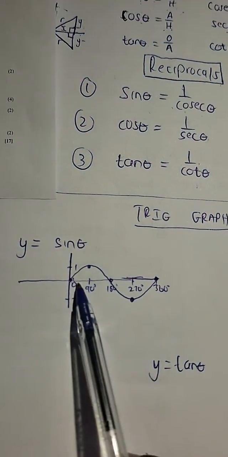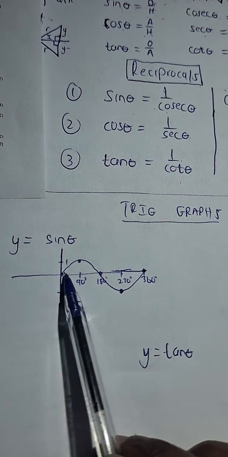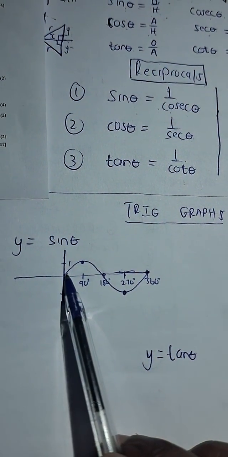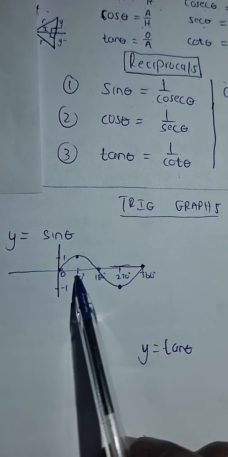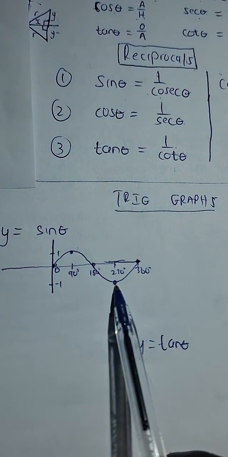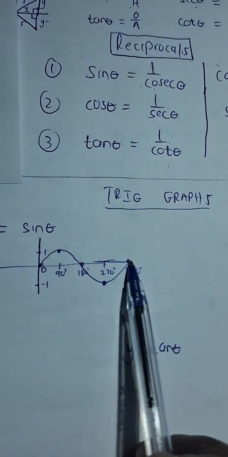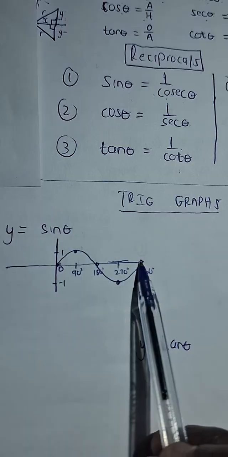Accompanying that are these special unique angles. Sine 0, which is 0, sine 90, which is 1, sine 180, which is 0, sine 270, which is negative 1, and sine 360, which is 0.